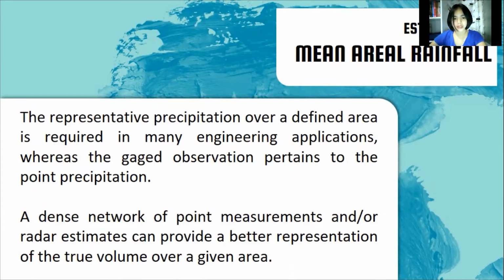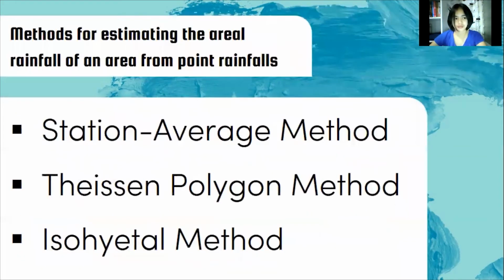The representative precipitation over a defined area is required in many engineering applications, whereas the gauge observation pertains to the point precipitation. A dense network of point measurements and radar estimates can provide a better representation of the true volume over a given area. We have the station average method, the Thiessen polygon method, and the isohyetal method. These methods are used in estimating the areal rainfall of an area from point rainfalls.